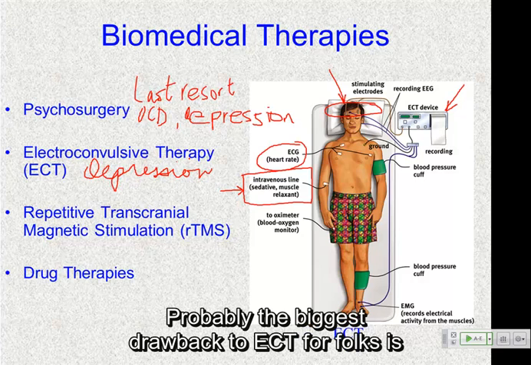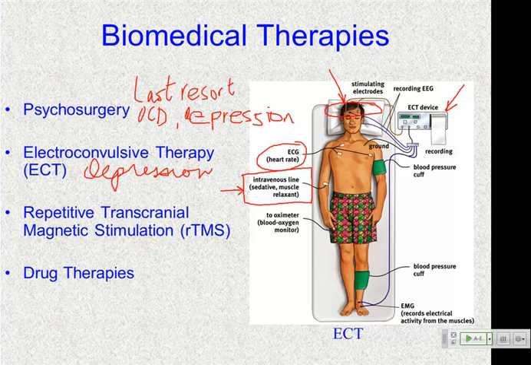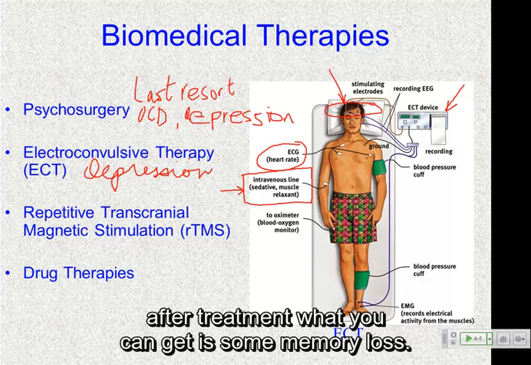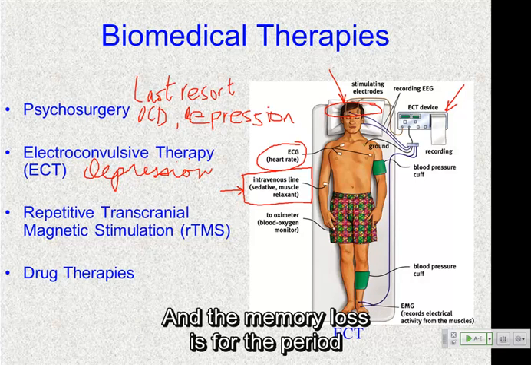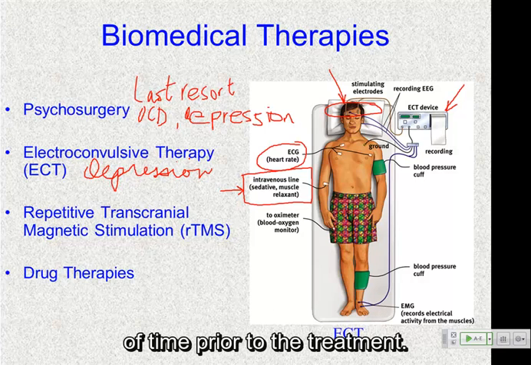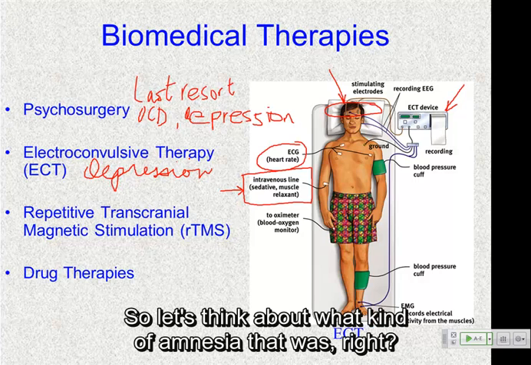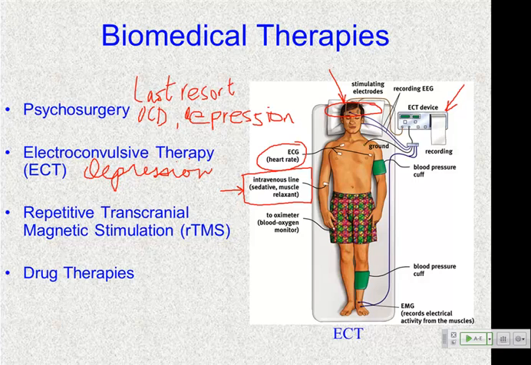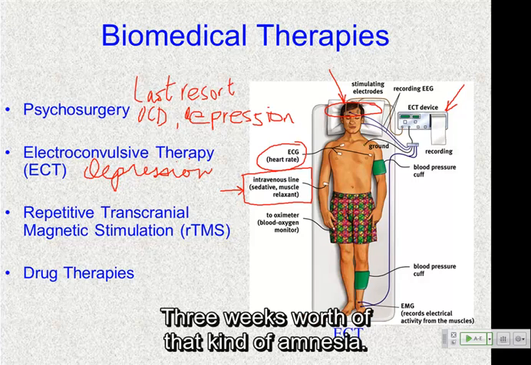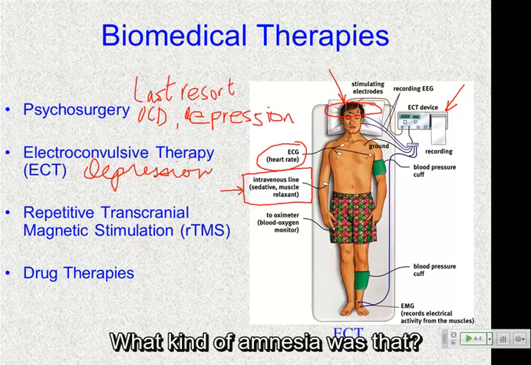Probably the biggest drawback to ECT for folks is after treatment, what you can get is some memory loss. And the memory loss is for the period of time prior to the treatment. So let's think about what kind of amnesia that was, right? So we get the treatment today, and let's pretend I don't remember anything since Halloween. 3 weeks worth of that kind of amnesia. What kind of amnesia was that?